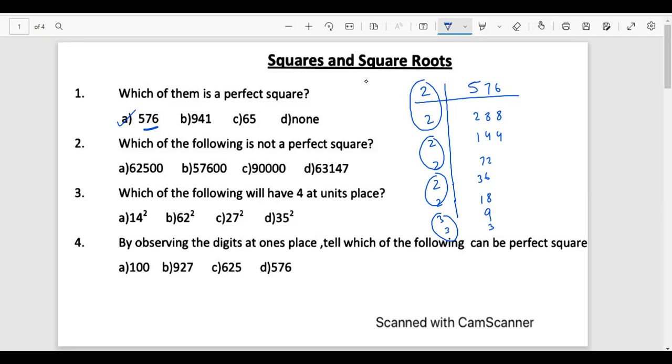What is the method? क्या तरीका मैंने बताया? It's very simple. You're just supposed to do the prime factorization, and after prime factorization, if you are able to make pairs, because the question is about perfect square, ठीक है, then it would mean that the number is a perfect square. Yes students, is it okay or not?